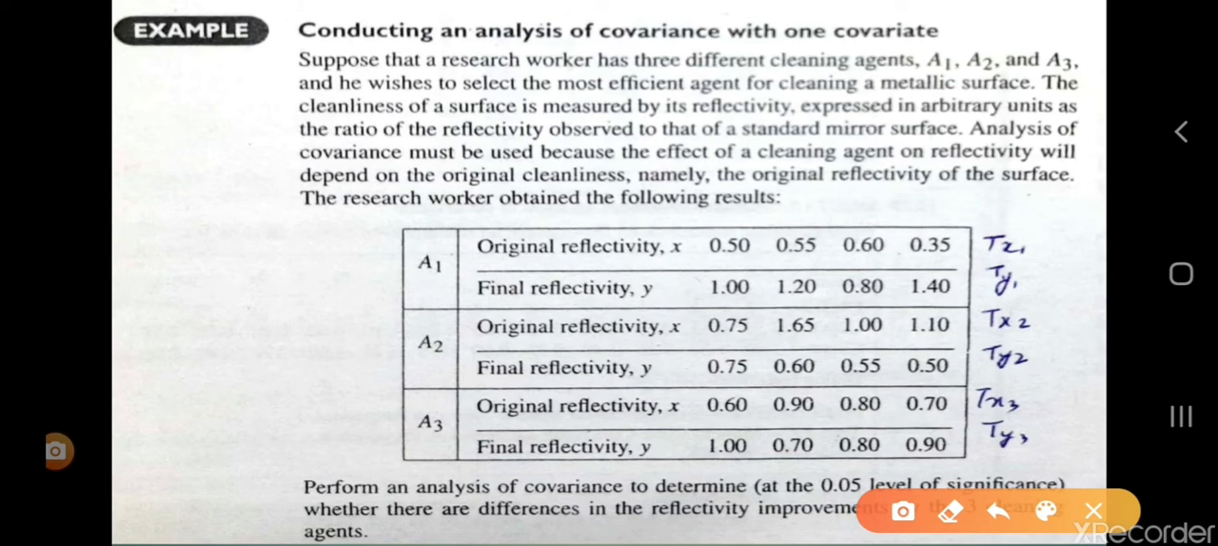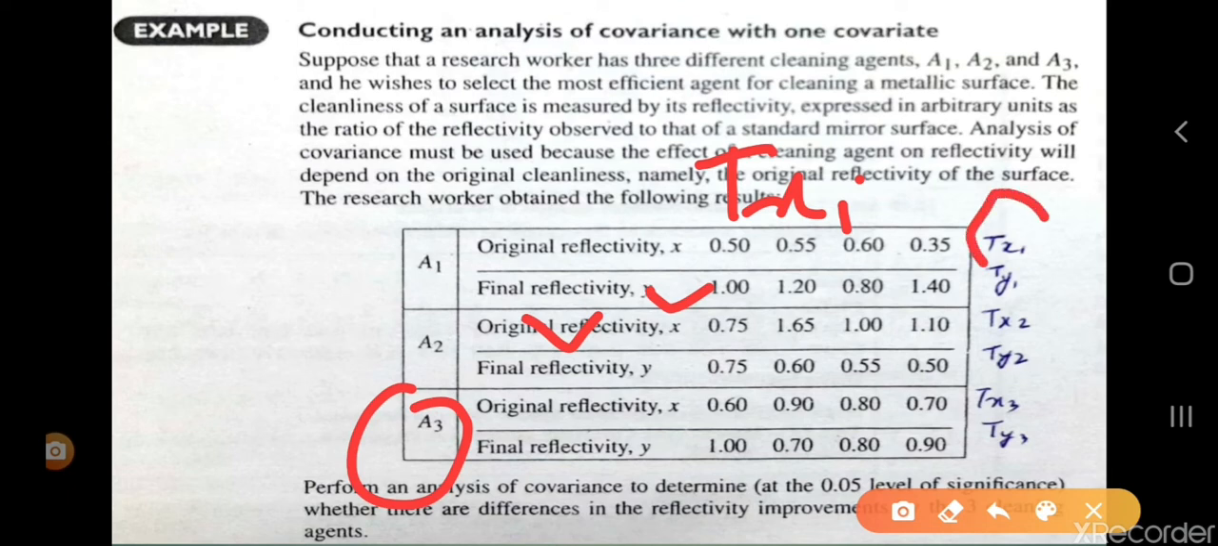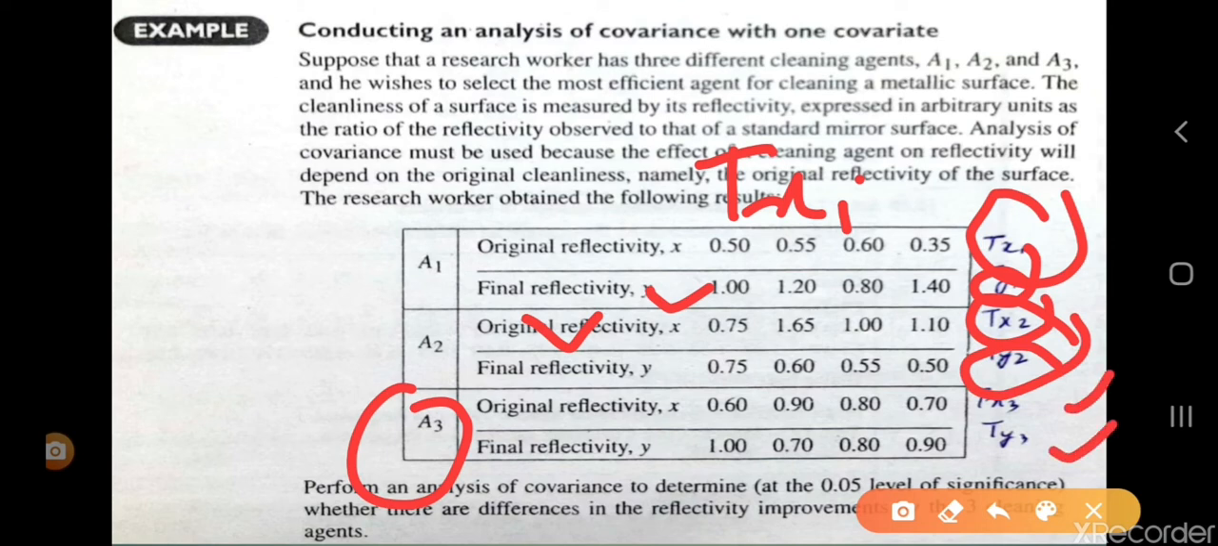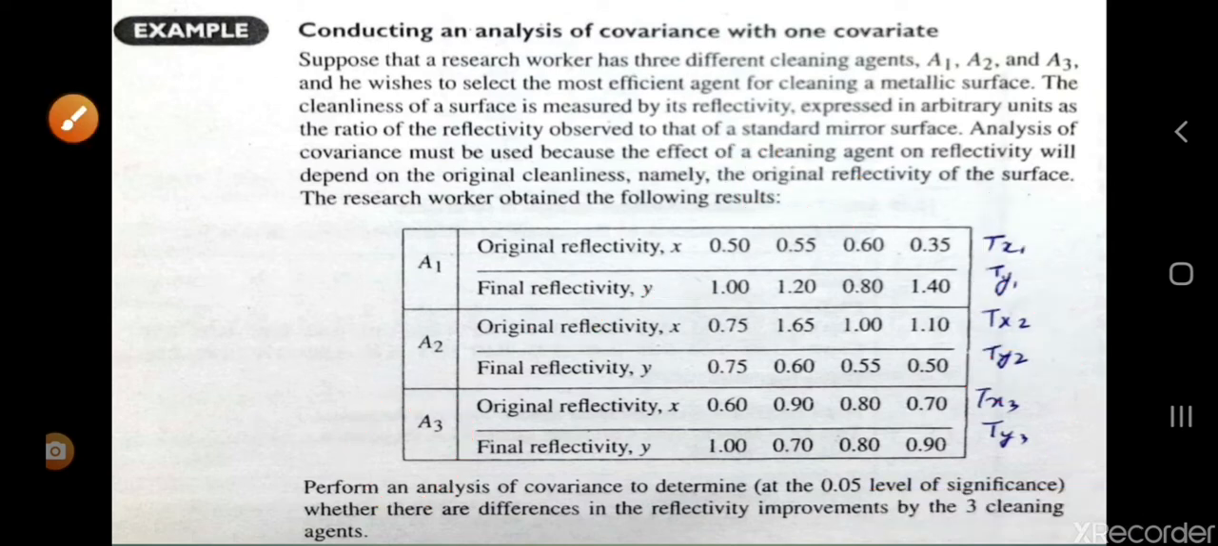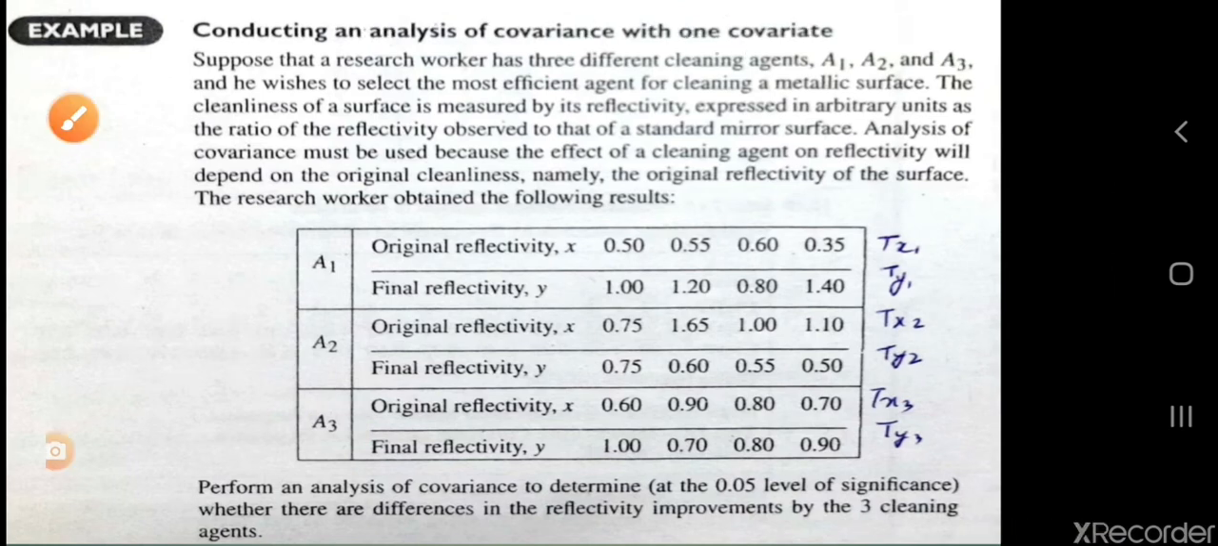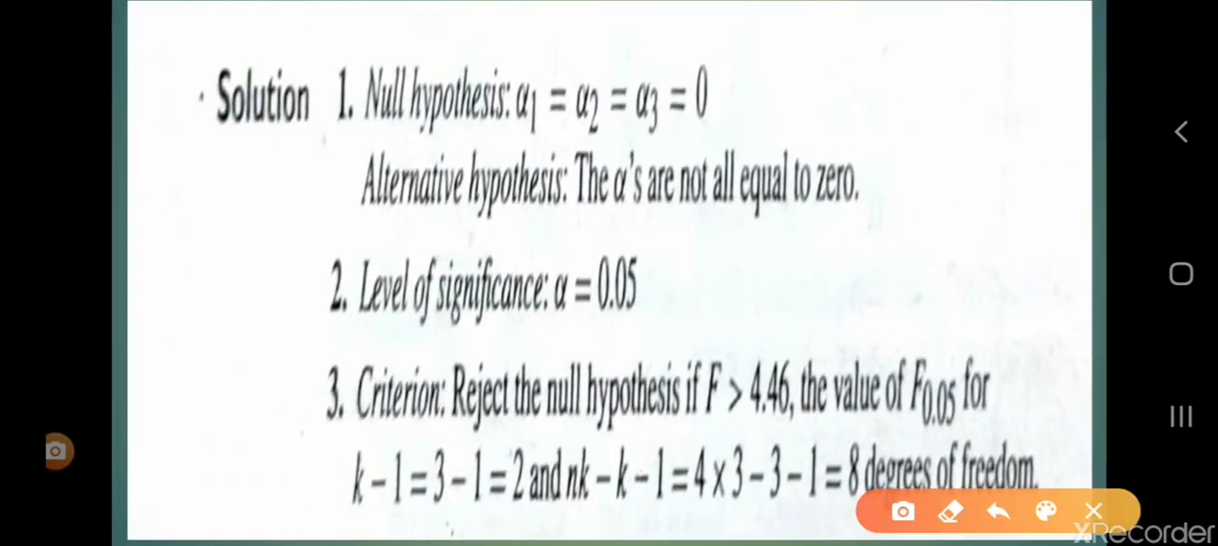And this is TX1. So this will be TX1, TX2, TX3 and TX4. Similarly, this will be for TY and this is TX2. This will be for the third treatment. Similarly, this will give us total TX1, TY1, TX2, TY2, and similarly for the third. If you want, you can directly add the total values over here. Clear? What we will do now, we'll follow the same steps like analysis of variance.